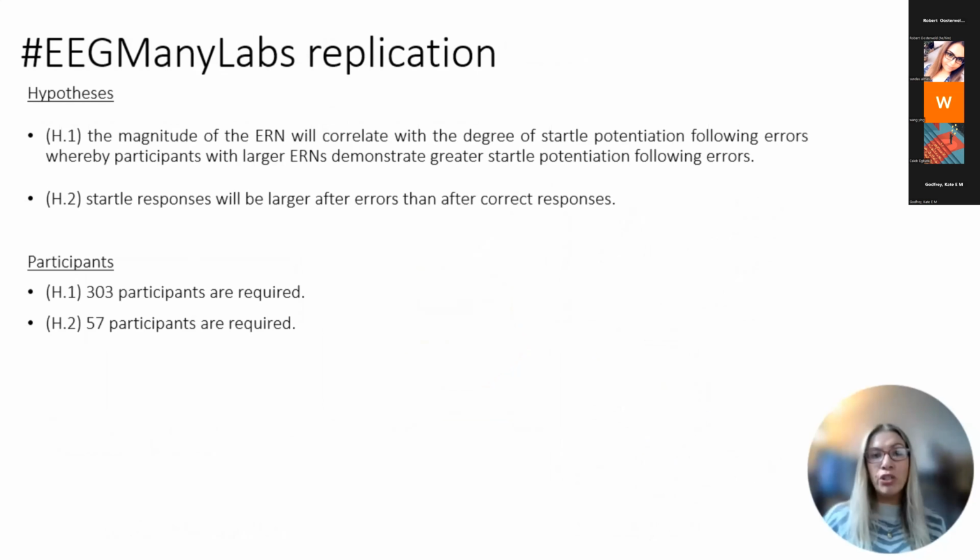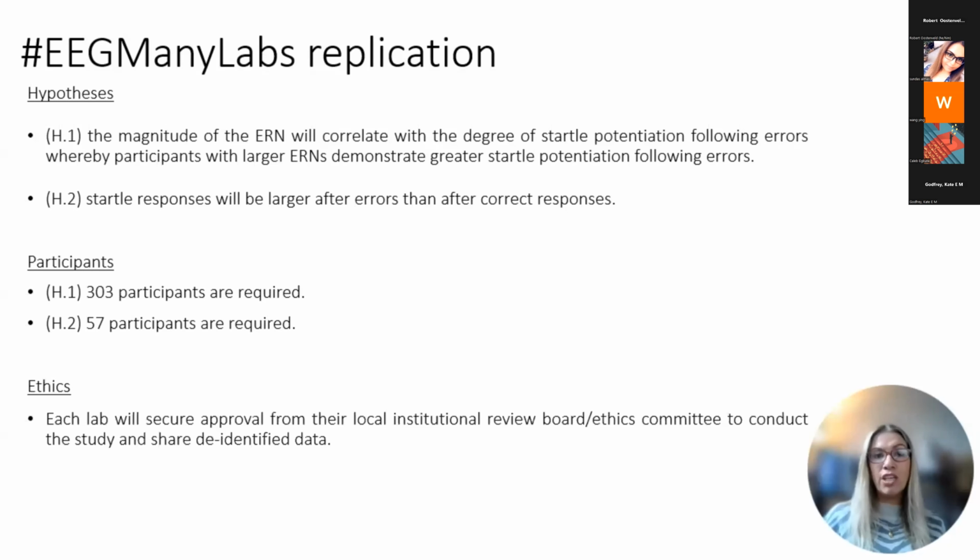The statistics from the original study indicate that a total of 303 participants will be needed to achieve 90% statistical power, assuming that the effect size is half of what was observed in the original study in a one-sided test. For hypothesis 2, a power analysis indicated that a sample size of 57 participants is required. And each lab will secure approval from their local institutional review board or ethics committee to conduct the study and share de-identified data.